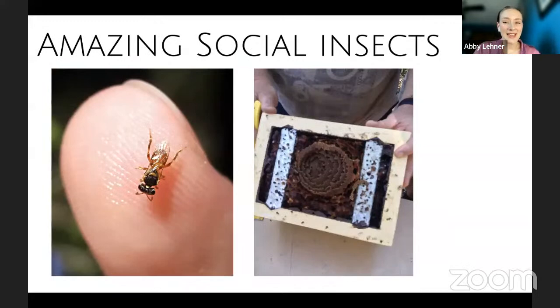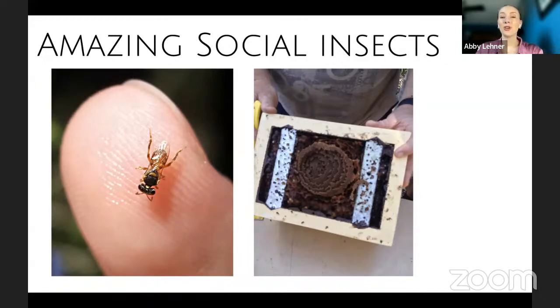The next amazing social insect I want to tell you about are stingless bees. Stingless bees are one of the other few insects that produce honey besides honeybees. Stingless bees get their name because they can't sting. This has made them very popular for beekeeping in South America and Australia, where they're found. And they produce these really beautiful spiral honeycombs that you can see that are very unique.